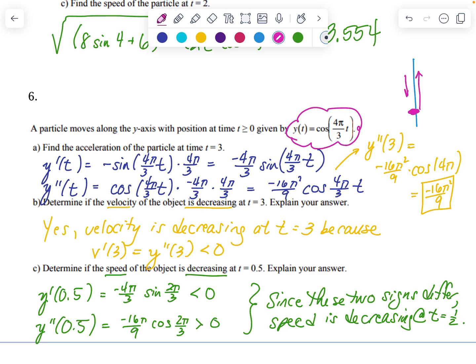Acceleration would therefore be the second derivative, and evaluating that at 3. Velocity would be decreasing if velocity's derivative is negative, and so we check that. And then speed decreasing, part C, determine if the speed is decreasing. This is a question where you have to pay attention to the words here. Remember that speed is decreasing if velocity and acceleration have different signs. Speed is increasing if velocity and acceleration have the same sign. That's basically all it is.